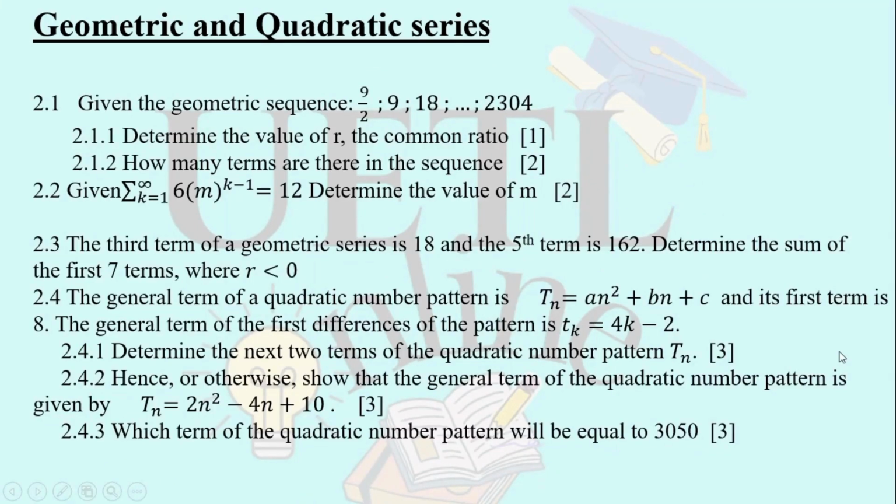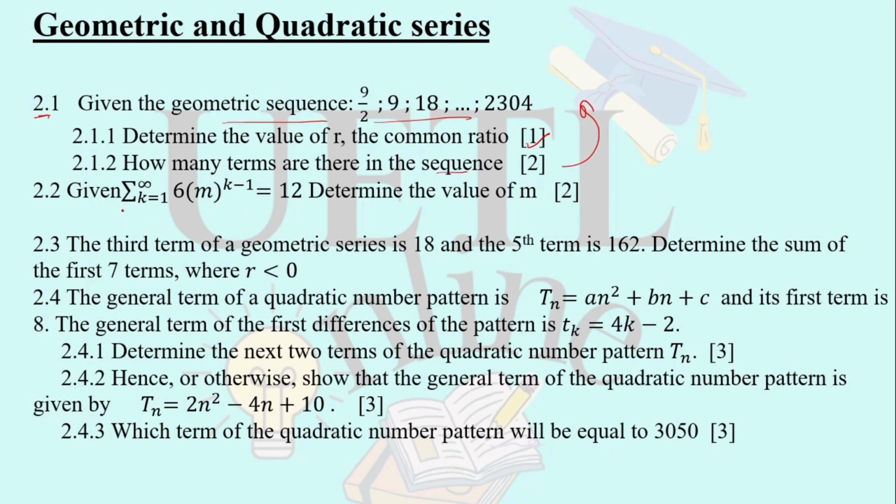This is going to be our question for today. It is a question on geometric and quadratic series, as I said here. So the first question, 2-1, given the geometric sequence, we are supposed to find the common ratio, and we are going to find how many terms are in the sequence. So we're going to use this term to find the value of how many terms are there in between.